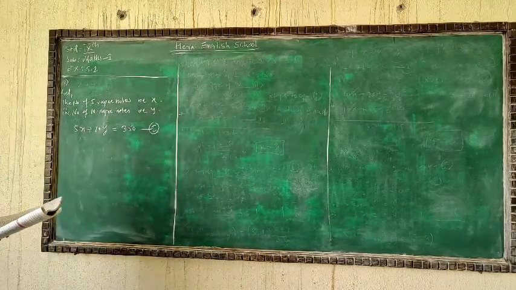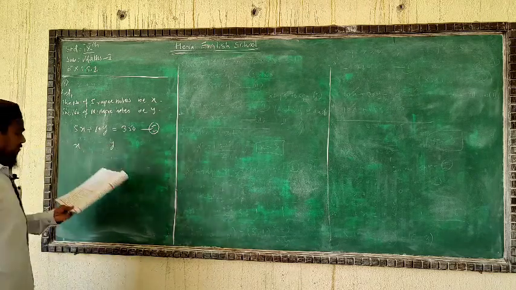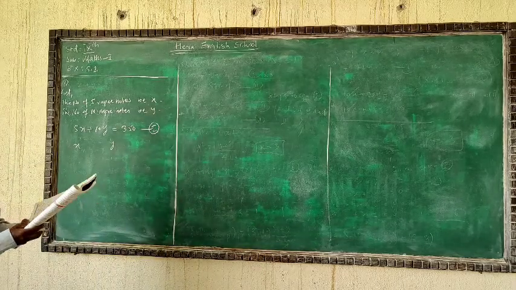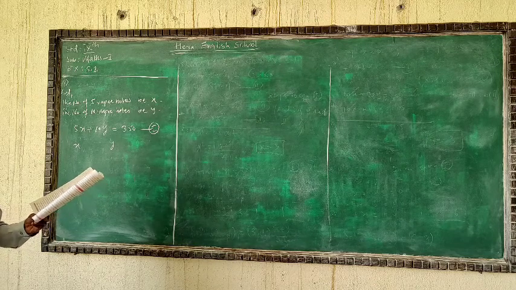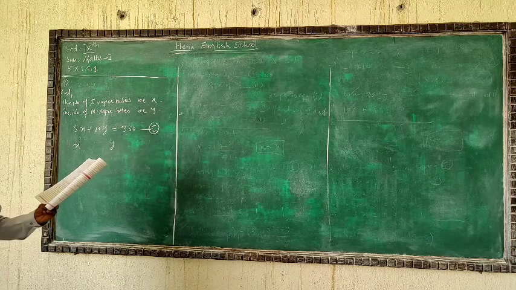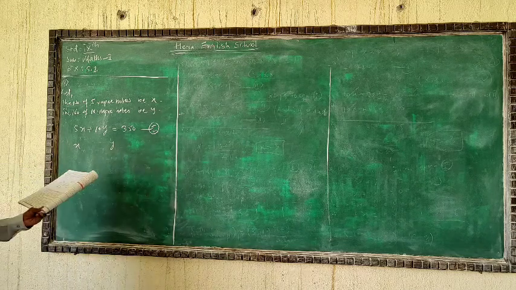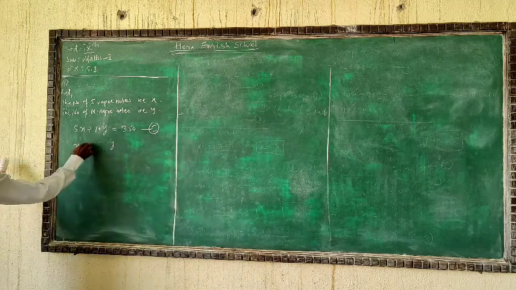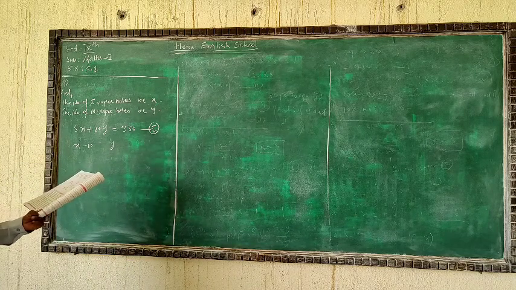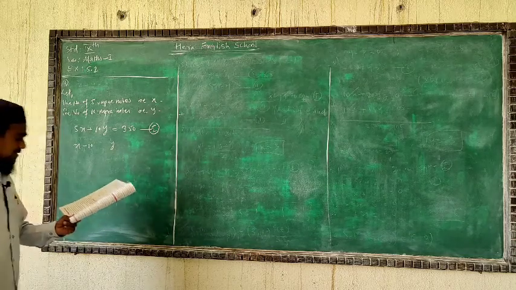Now the next statement. Number of 5 rupee notes means X and number of 10 rupee notes means Y. A comparison between the two notes is given. The number of 5 rupee notes is less. How much less? 10 less. Then the number of 5 rupee notes is 10 less than the number of 10 rupee notes.